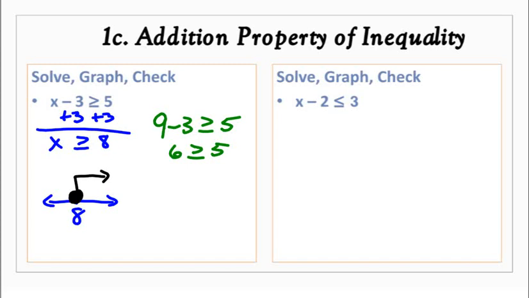And the last one for addition property. x minus 2 is less than or equal to 3. I add 2 to both sides. So I have x is less than or equal to 5. Draw my number line.